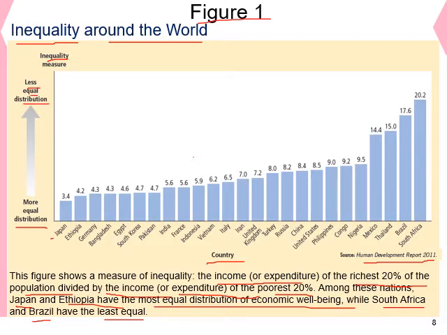If you look at Japan, it is 3.4, and Ethiopia is 4.2. So those two countries have the best distribution of income. Brazil here is 17.6, and South Africa is 20.2. Those two countries have the least equal distribution of income. In the sample, the US is about 8.5, just in the middle right there.